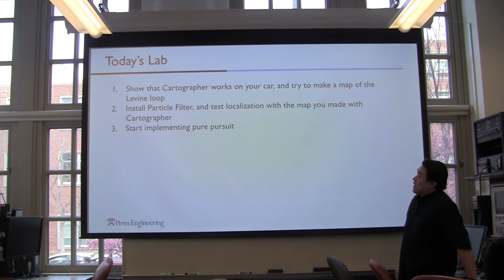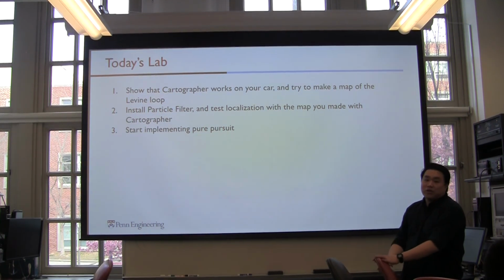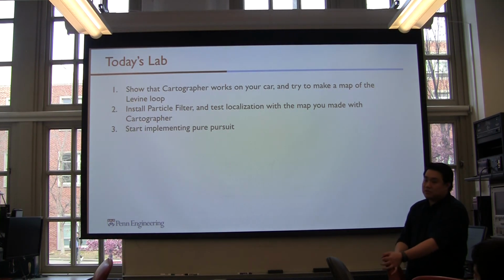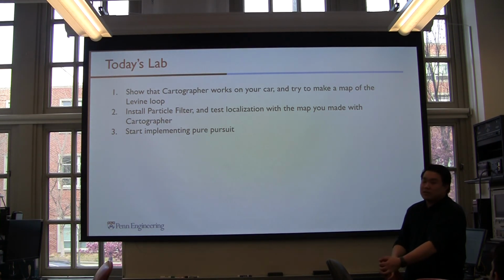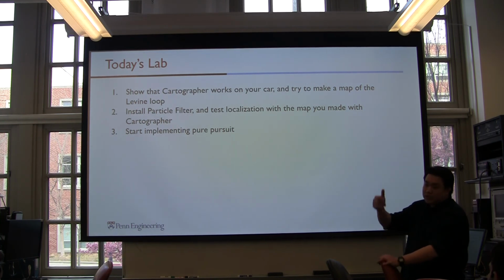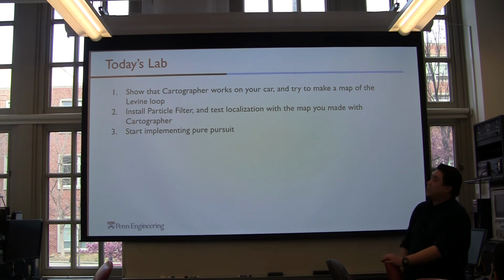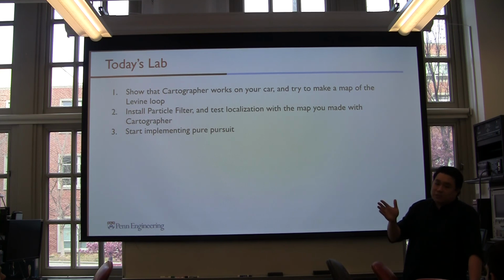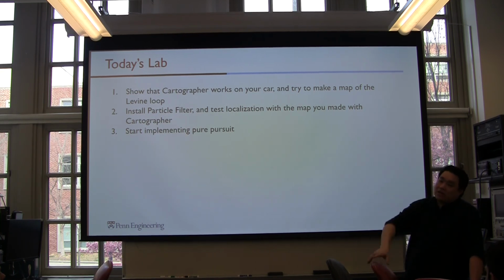So today's lab. I hope you all got started on installing cartographer and particle filter on your car, because those take quite a bit of time. Once you install that, you should try to make a map of the loop upstairs. Let us know if there's any issue, because in previous years there were a lot of issues with the odometry, where it won't be a 90-degree turn. Sometimes the map goes really bad during the loop closure.